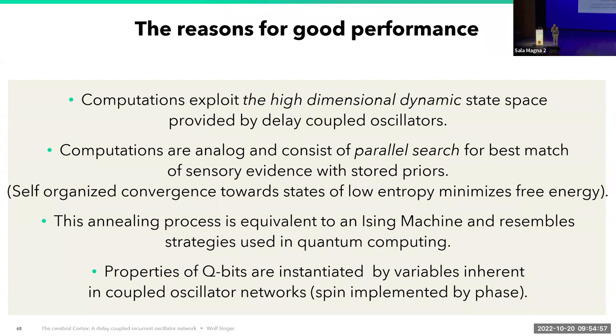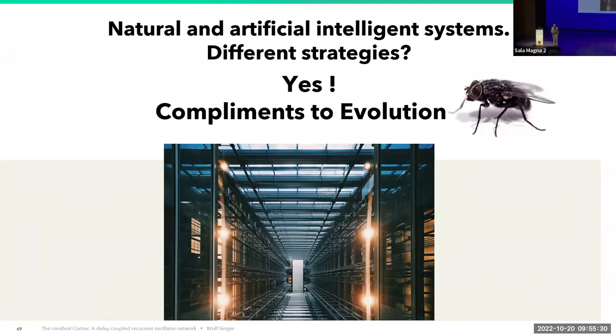Now, the reasons for good performance is first the very high dimensional dynamic space offered by these systems, then computations are analog and allow for a parallel search of many, many variables to compare them simultaneously with each other, resembling a little bit, in the learning process, an Ising machine. And this again has resemblances to what quantum computers do, except that there the qubits are encoding spins, here it is phase, so it's equivalent. So after all this, the conclusion is yes, complements to evolution.